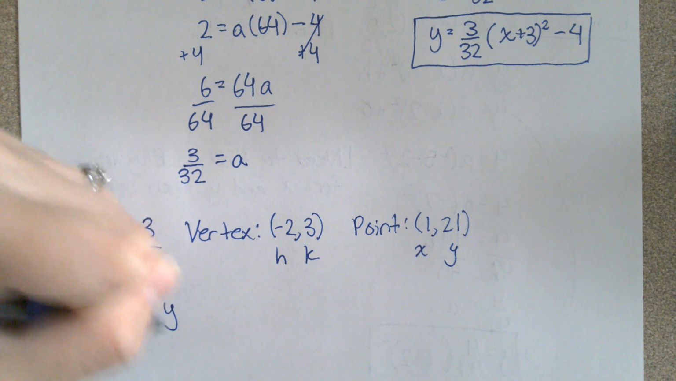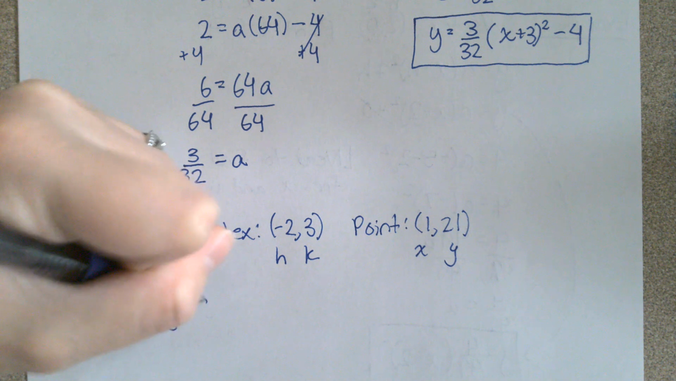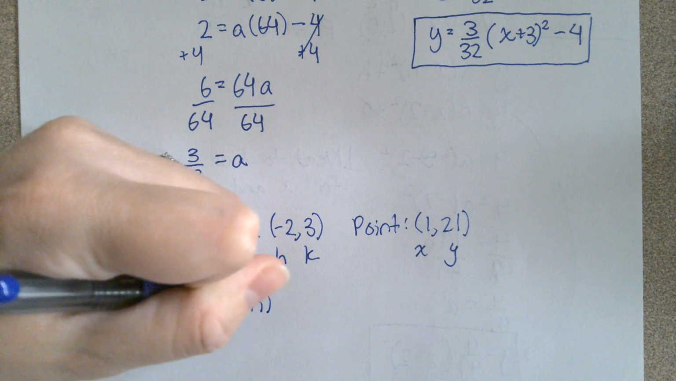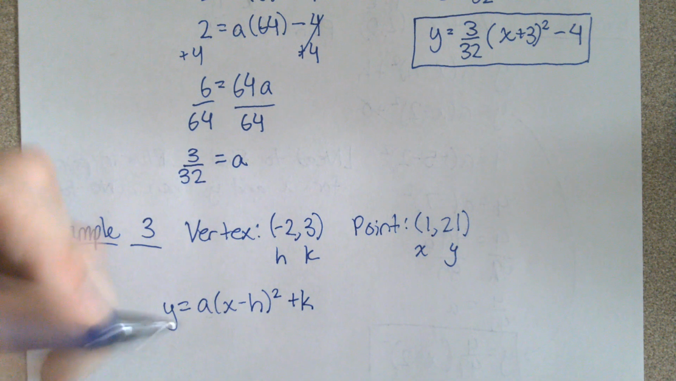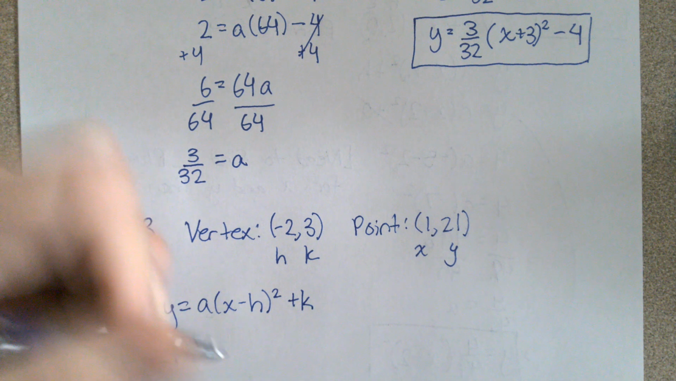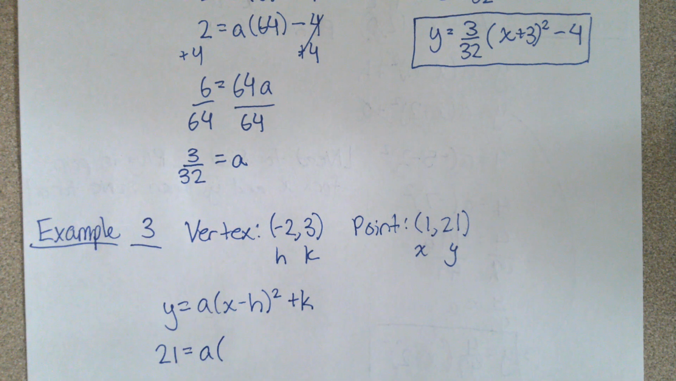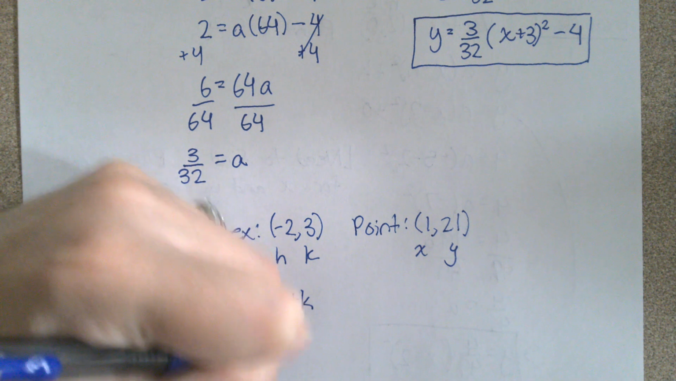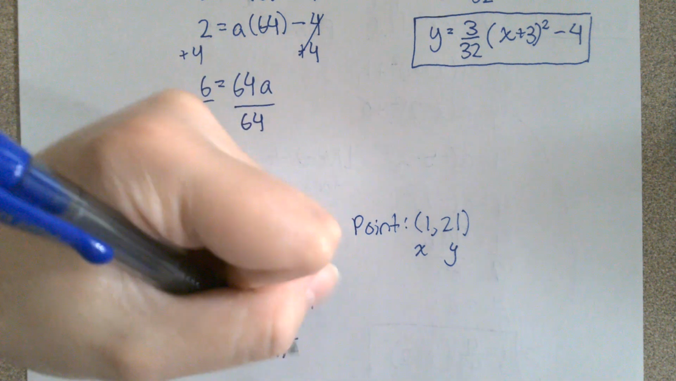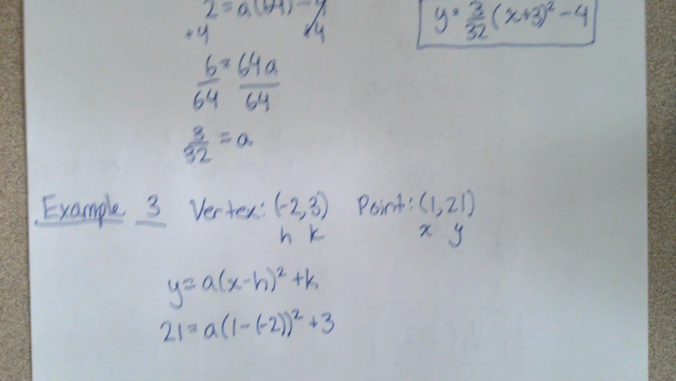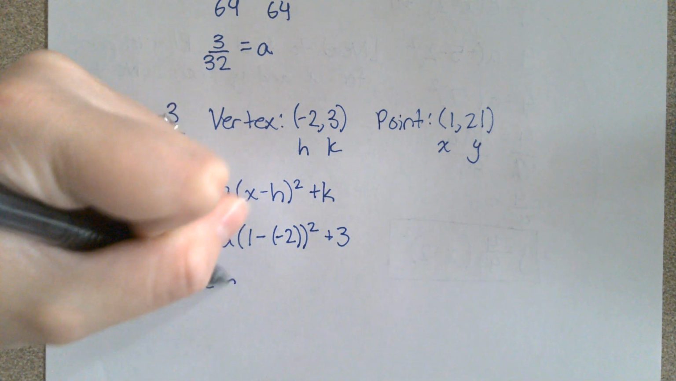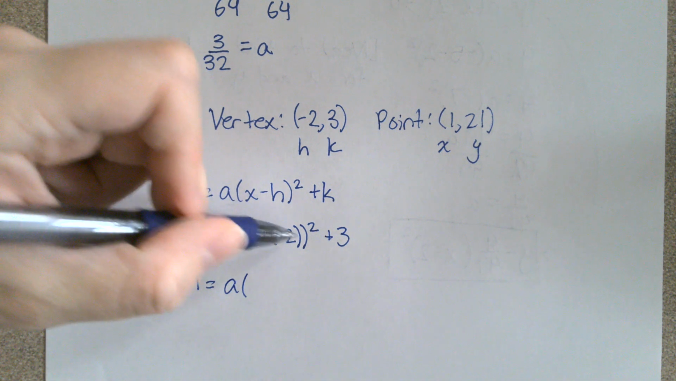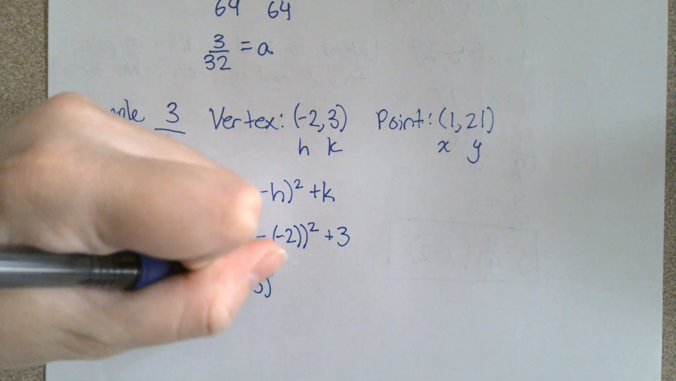Again, the starting general form is y equals a times x minus h squared plus k. And now we'll fill in what we can. y is 21. a is a, we're looking for it. x is 1 minus h is -2, squared. k is 3, so plus 3. This becomes 1 plus 2, which is 3. So we have 3 squared plus 3.